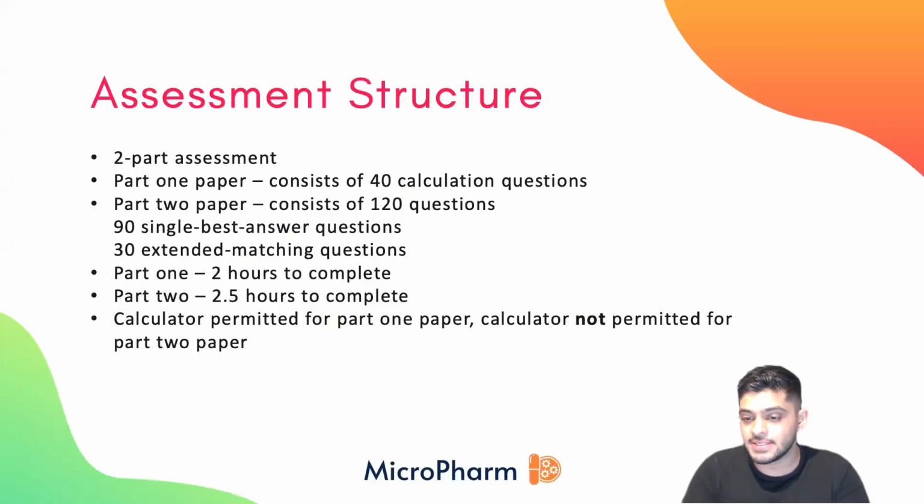So the GPhC exam is a 2-part assessment. You've got paper 1 that consists of 40 calculation questions, and you've got paper 2 that consists of 120 questions, 90 of which are single best answer, 30 of which are extended matching. Part 1, you have 2 hours to complete it. Part 2, you have 2.5 hours to complete it. A calculator is permitted for part 1. It's not permitted for part 2.